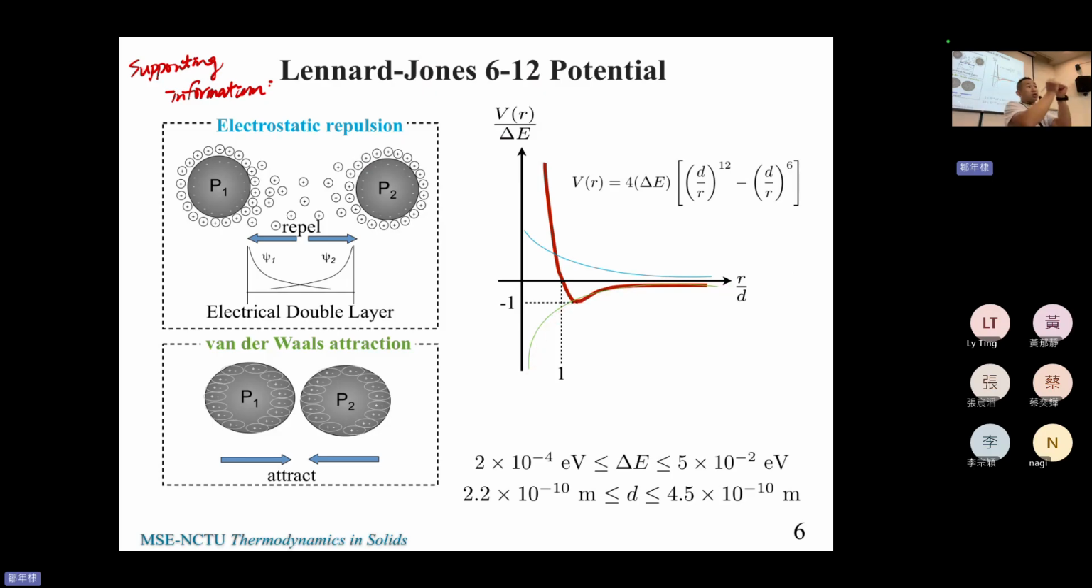Negative means attraction. Blue is what? It is repulsion. So you can imagine that if we sum them up together, the potential will look like the red curve. And you can see that here is the most stable distance between two atoms.